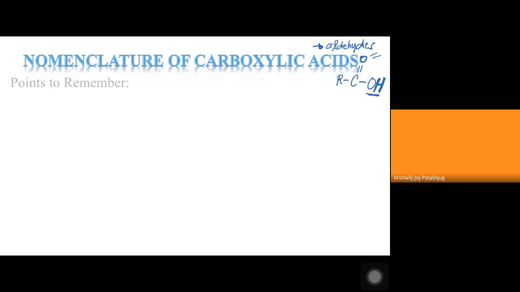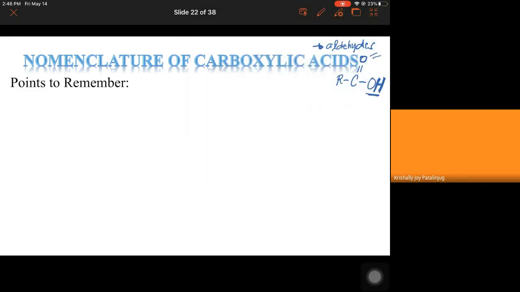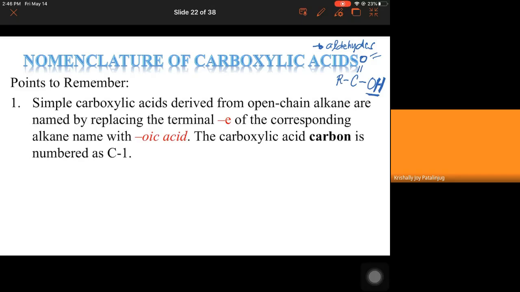Okay? So points to remember. What is the most important thing to take note of in naming carboxylic acid? Simple carboxylic acids, take note, are derived from an open chain alkane. After we derive its corresponding open chain alkane name, replace the ending E with oic acid. Let's say, for example, the longest carbon chain for that carboxylic acid is 4 carbons. So the corresponding open chain alkane is butane. Ending in E, change that into oic acid.